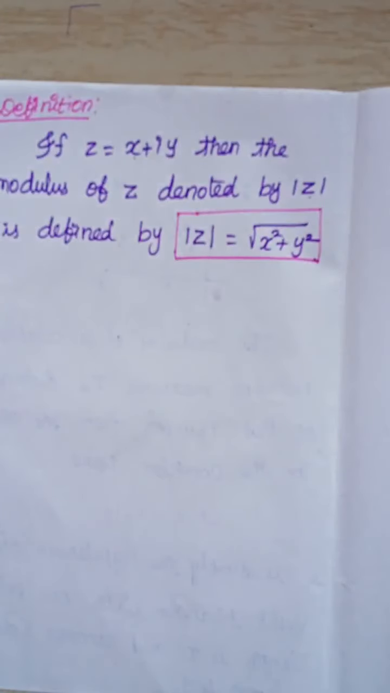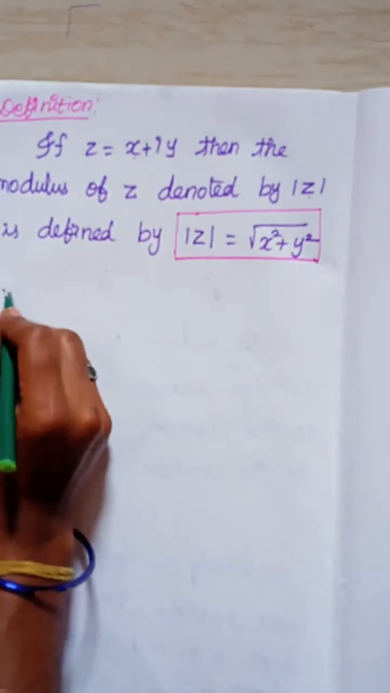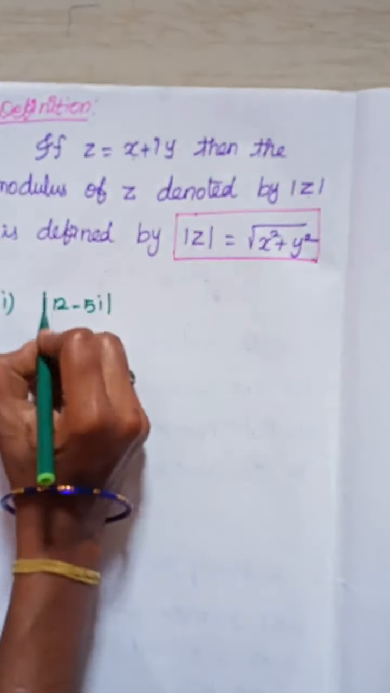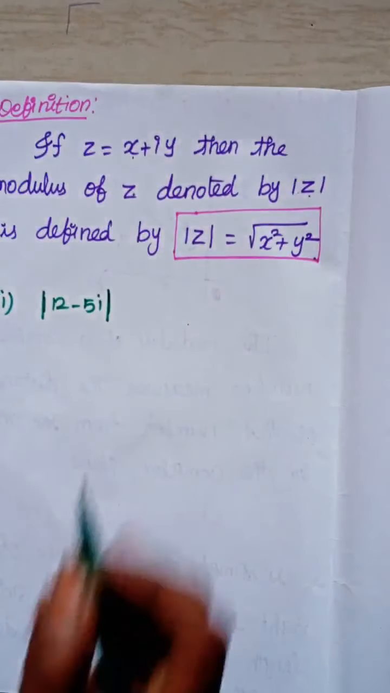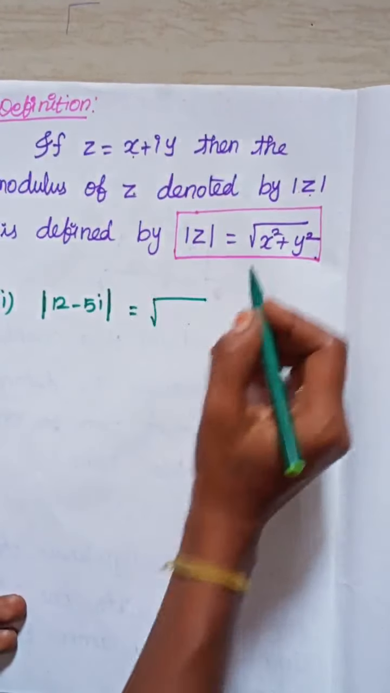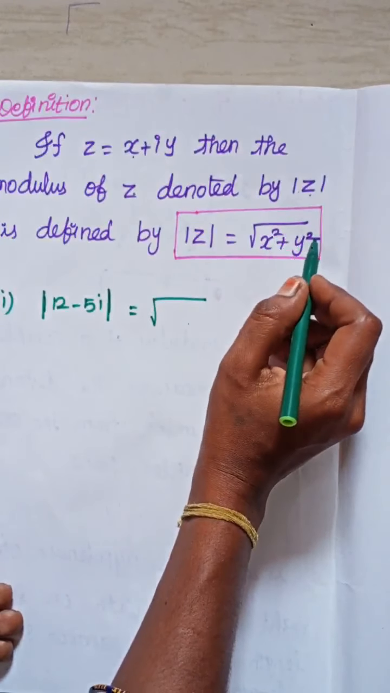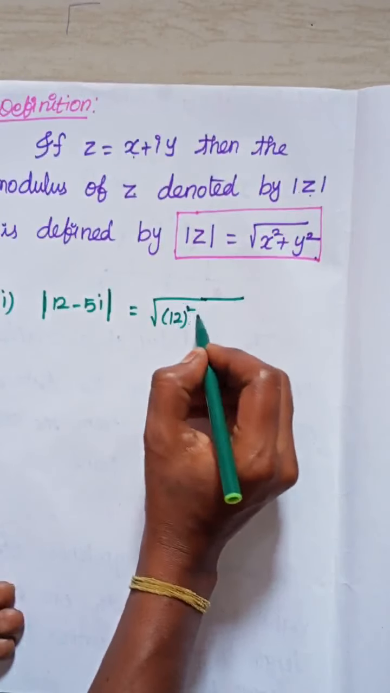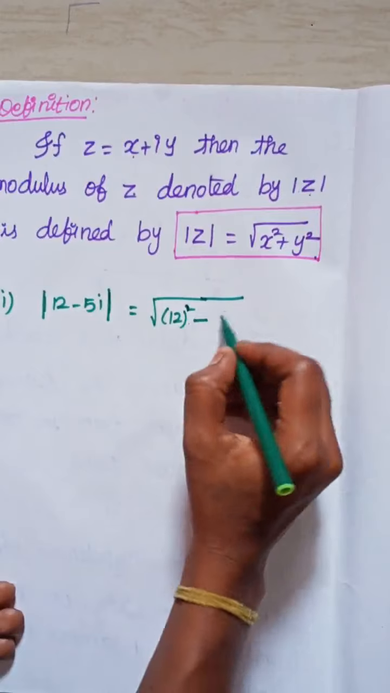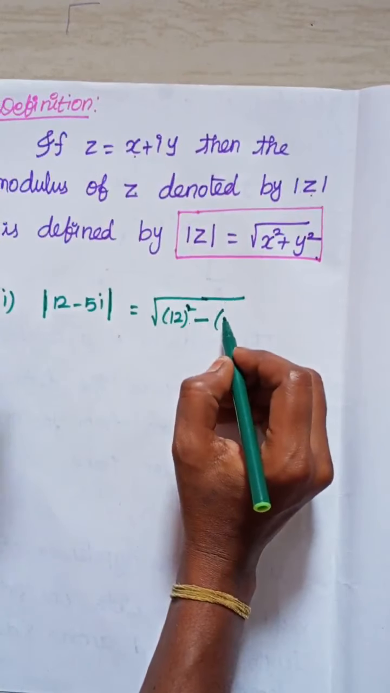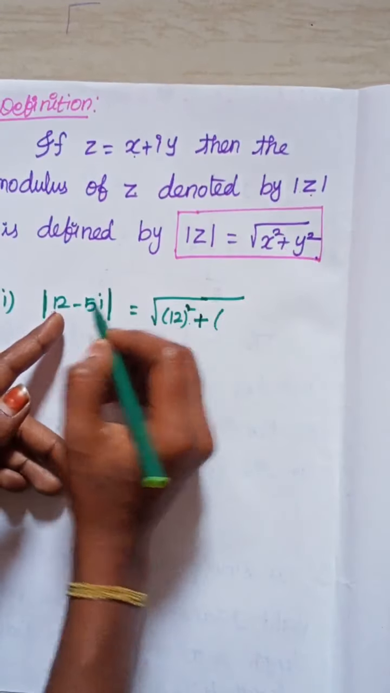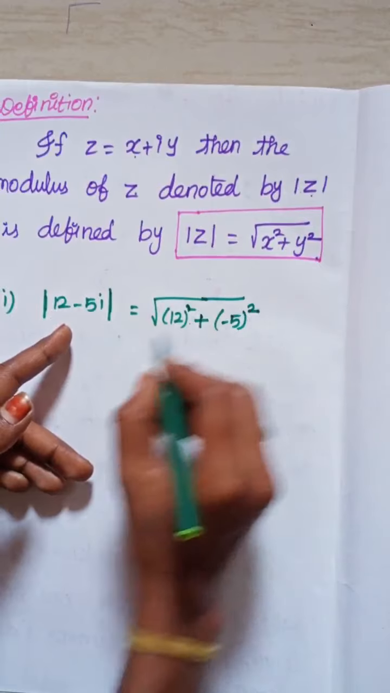Now see some results. First one, for example, modulus of 12 minus 5i, which is equal to square root of real part square plus imaginary part square. Here real part is 12, so 12 square, plus y square. Y is here minus 5, so minus 5 square.